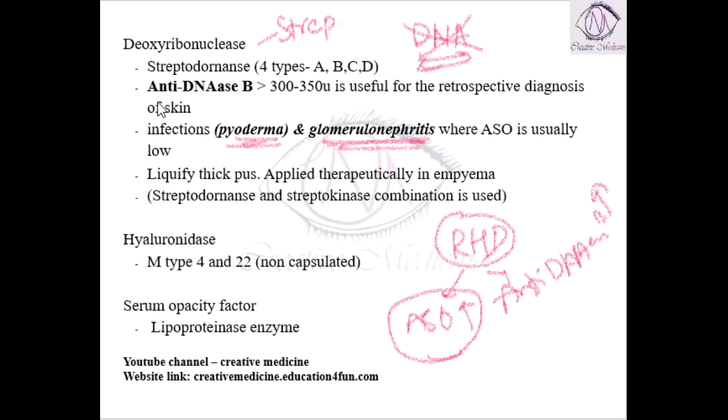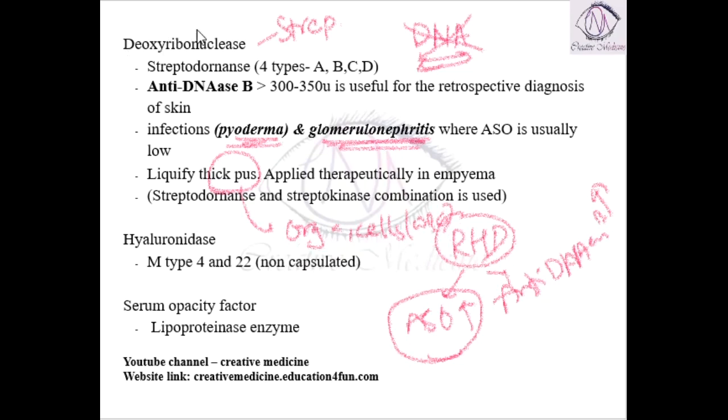What does this DNase do? It will liquefy the pus, because actually what does pus contain? Pus contains organisms and the cells, right? WBCs actually. Pus contains organisms and cells, because organisms are definitely streptococci, whereas cells are WBCs.